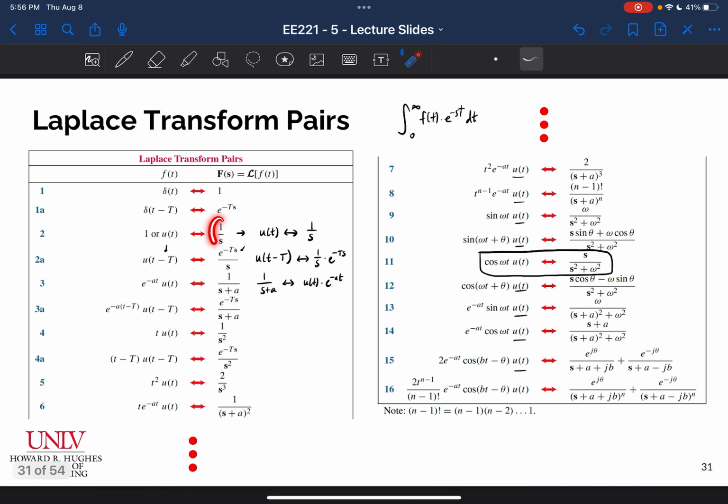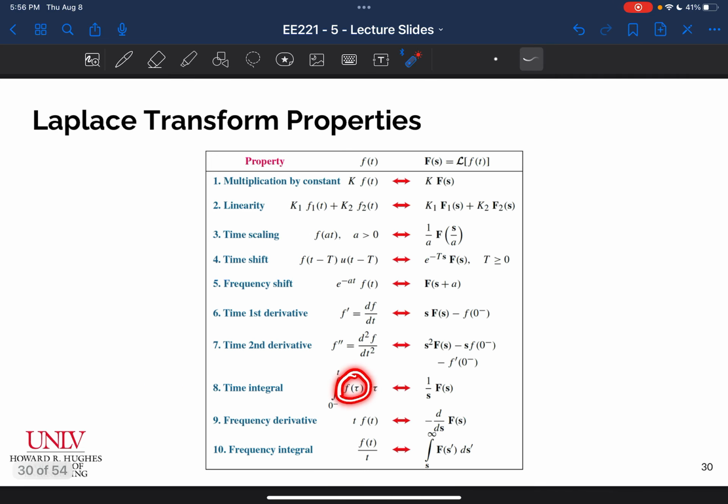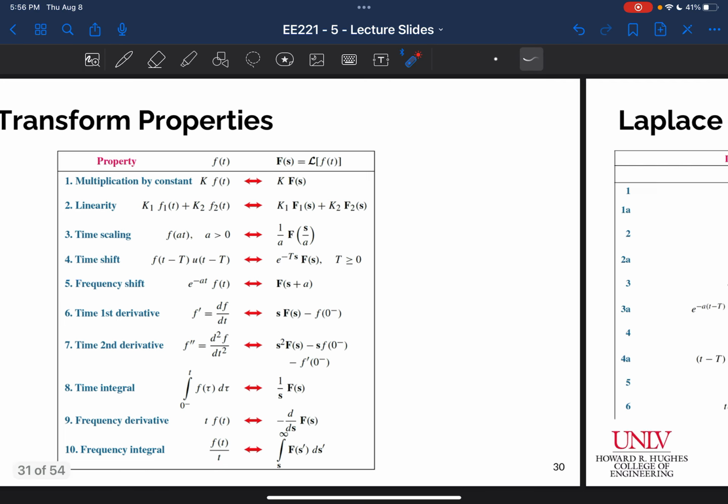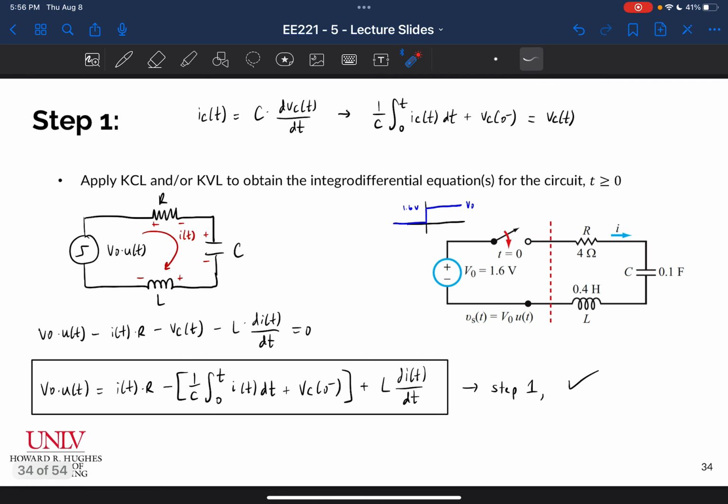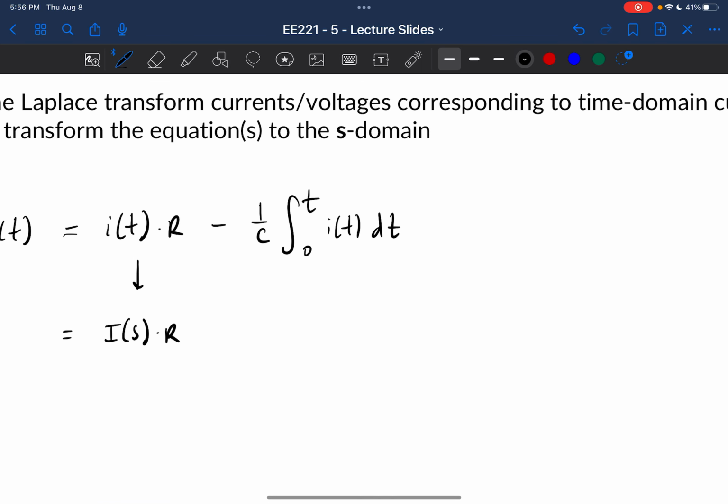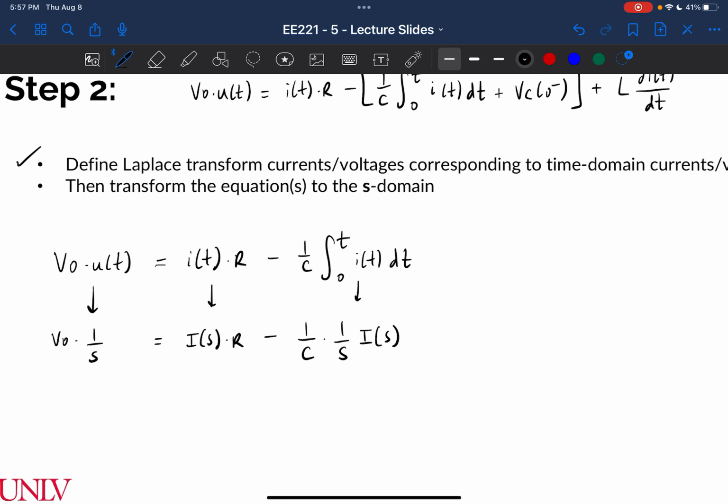1 over s is the transform of u of t. We're saying that if we take our function and integrate it, this would be our I of t here, this would be our I of s. We need to multiply our I of s by 1 over s. And then, of course, we have a constant as well, so we need to bring that constant with us because we have a 1 over C there as well. So we bring the 1 over C with us, right? But then we also have to divide by s and multiply that 1 over s by I of s. And so this is our term for this integral.